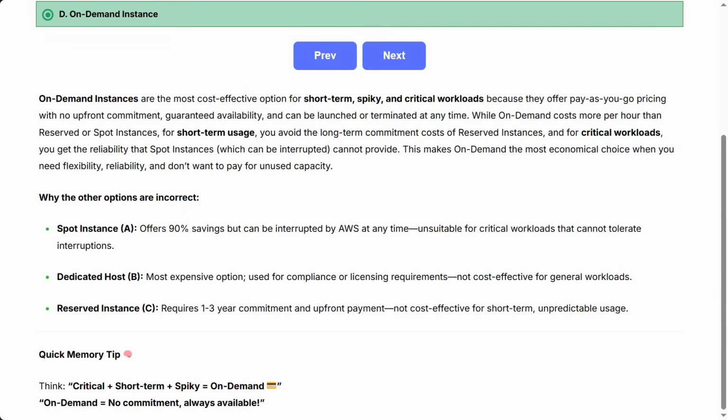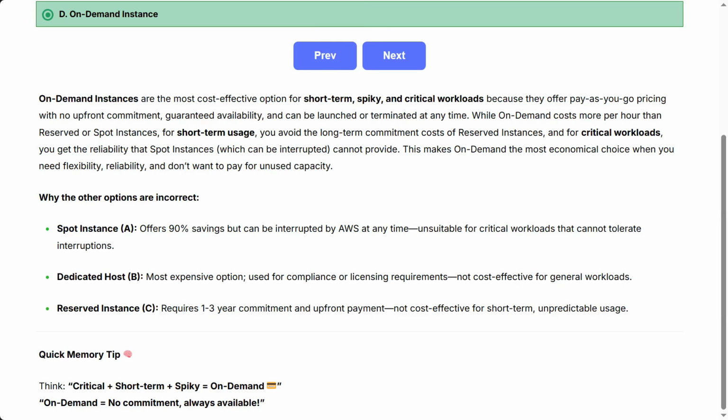While on-demand costs more per hour than reserved or spot instances, for short-term usage, you avoid the long-term commitment costs of reserved instances, and for critical workloads, you get the reliability that spot instances, which can be interrupted, cannot provide. This makes on-demand the most economical choice when you need flexibility, reliability, and don't want to pay for unused capacity.